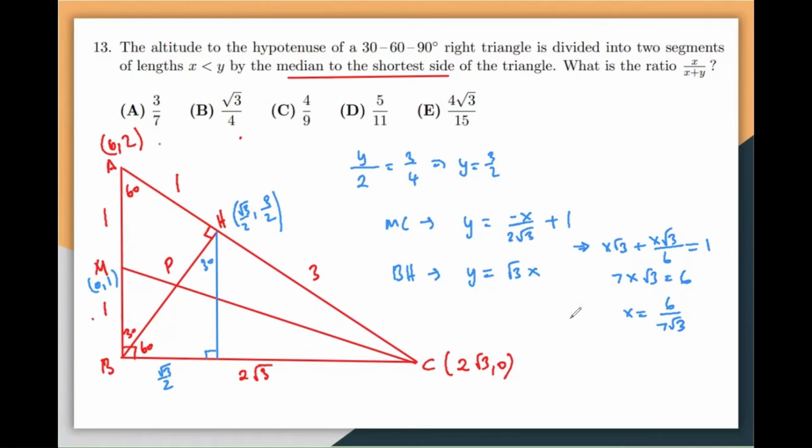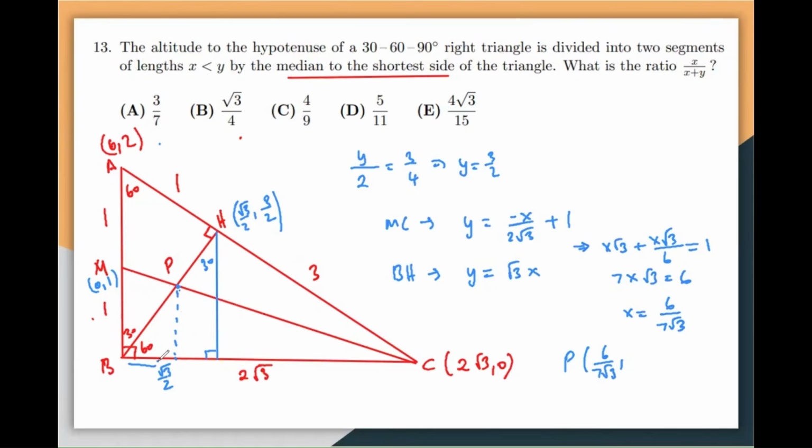I'm not going to simplify for now if I don't need to, so I'm going to leave it as it is. But what is the x? X is the intersection of those two lines, which is the x coordinate right here. So the point P has 6 over 7 root 3. And then you may find the y coordinate if you want to, which is what we actually can use, but I can use the x-intercept as well.